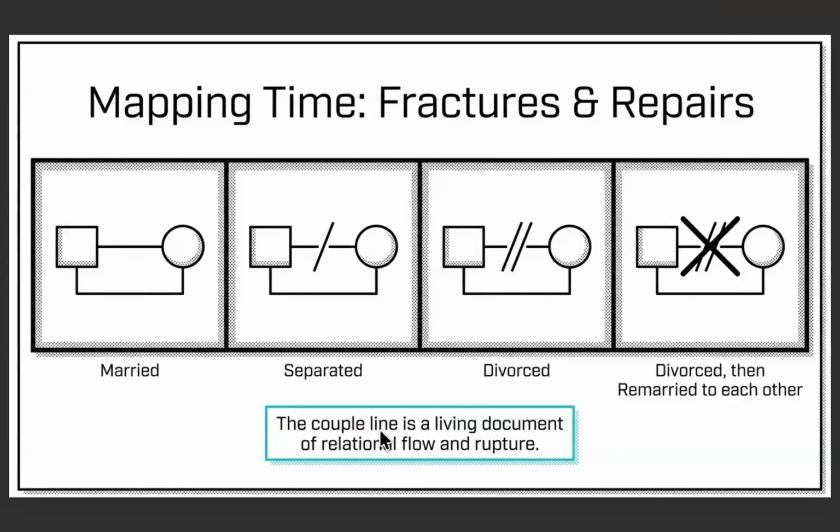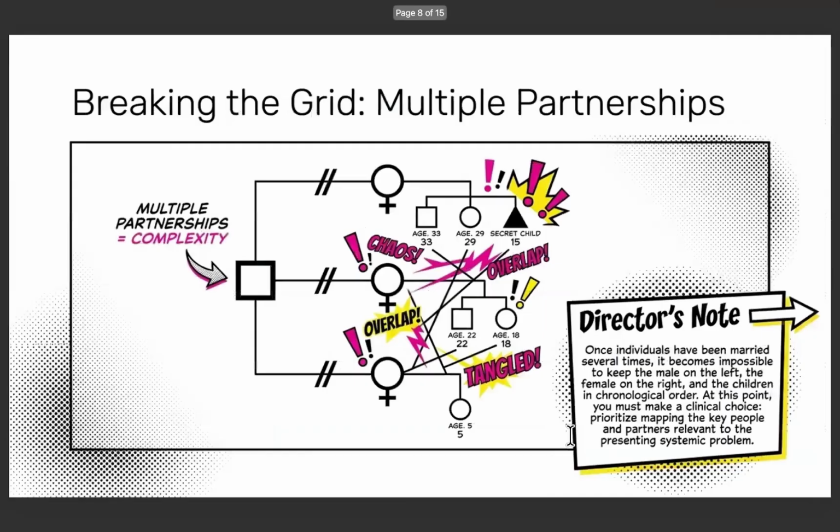The couple line is a living document of relational flow and rupture. So it can change along the vertical and horizontal axis. Breaking the grid. Multiple partnerships. Families nowadays are getting equals complexity.